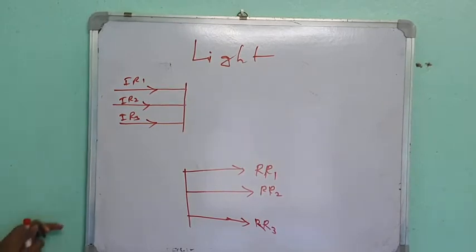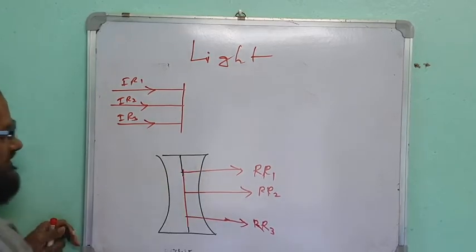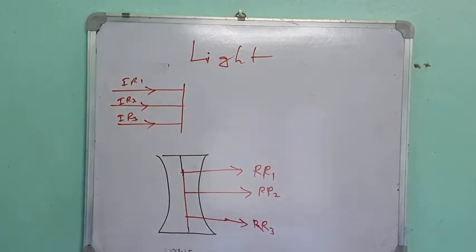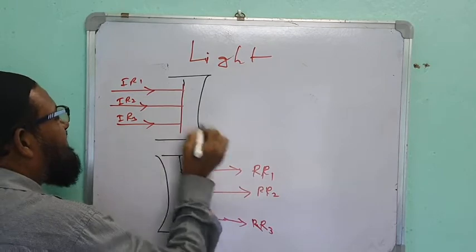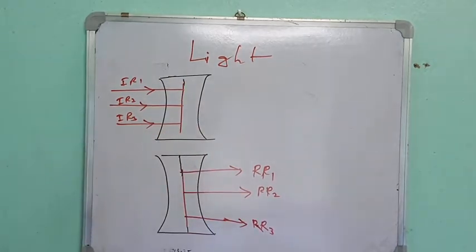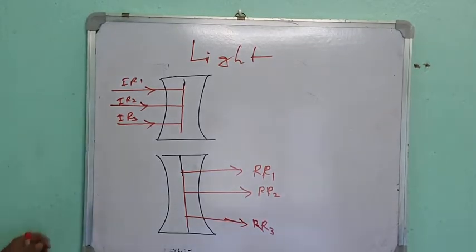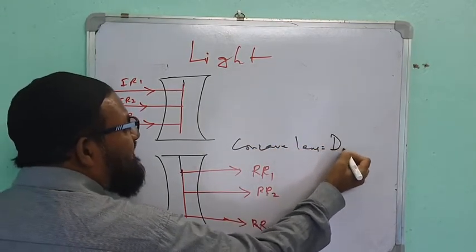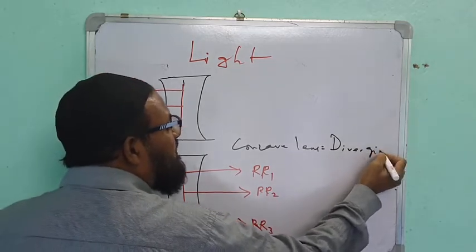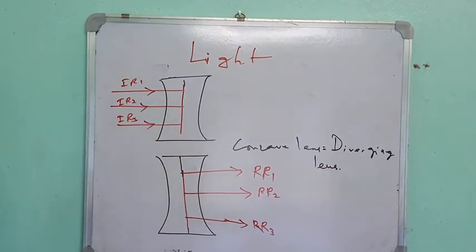Now please complete the figure. And this is the concave lens. What is the rule in this case? The rule is, a concave lens has another name, diverging lens. Concave lens, diverging lens. Please see here, what is the meaning of diverging?